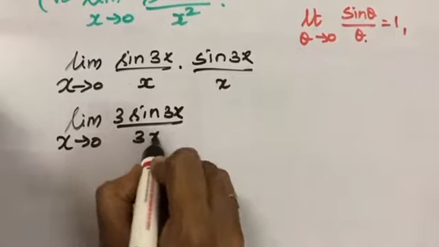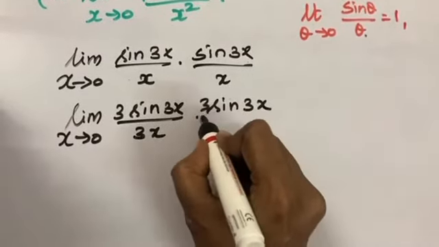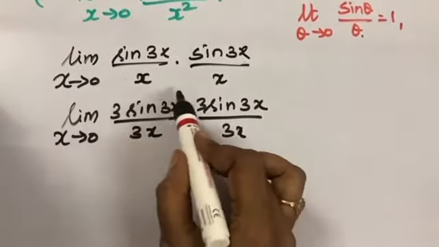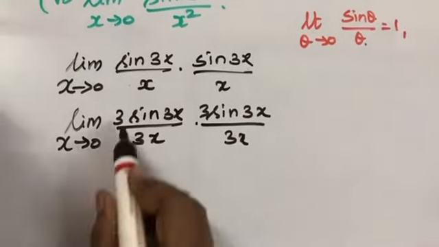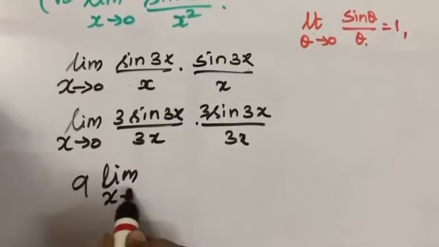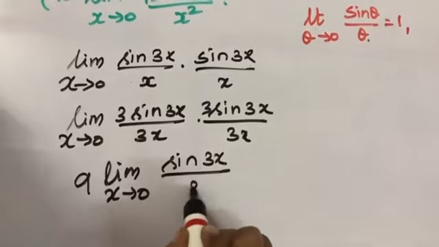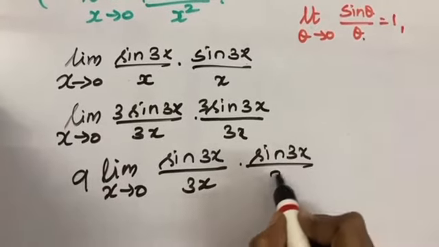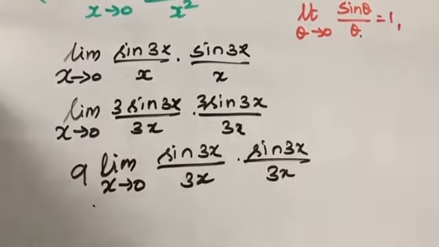So 3 sin x. Similarly here also 3 sin x divided by 3x. Now for this expression I can apply this limit. So that is 3 into 3, 9. 9 limit x tends to 0, sin 3x by 3x into sin 3x by 3x. For this we have the limit x tends to 0. Here theta tends to 0.